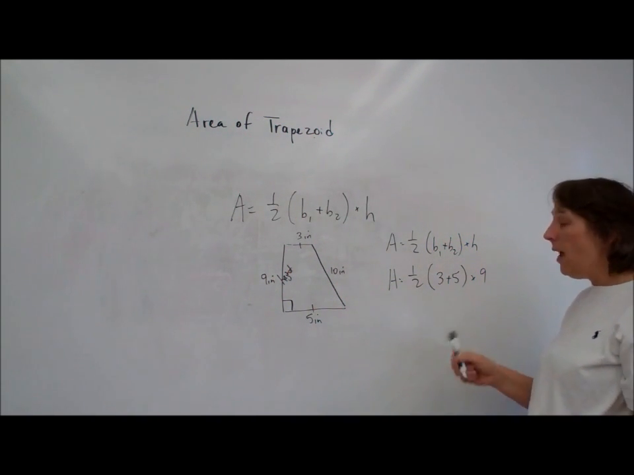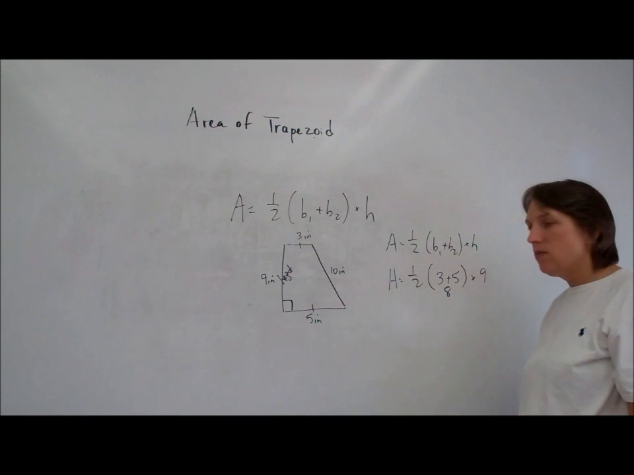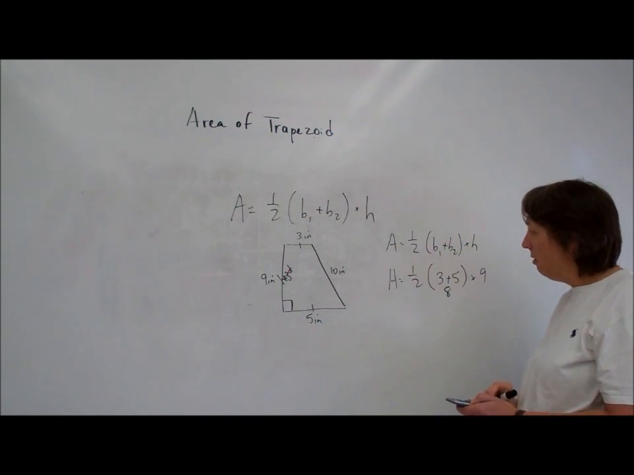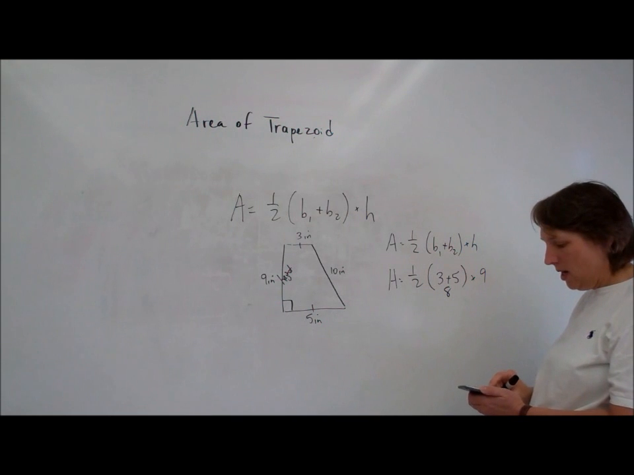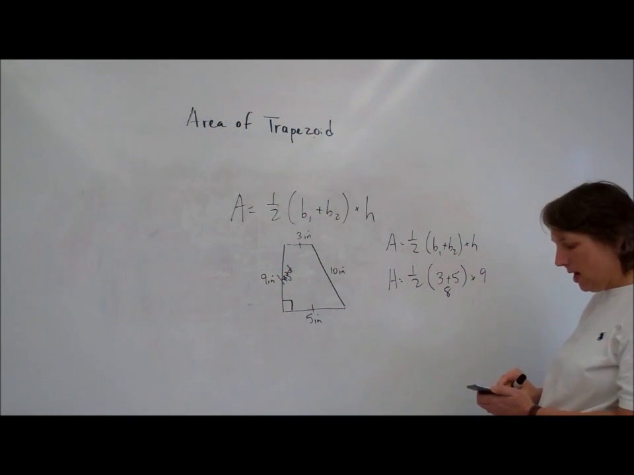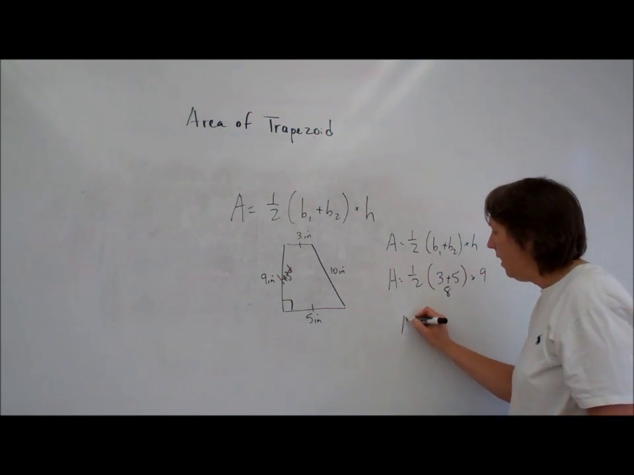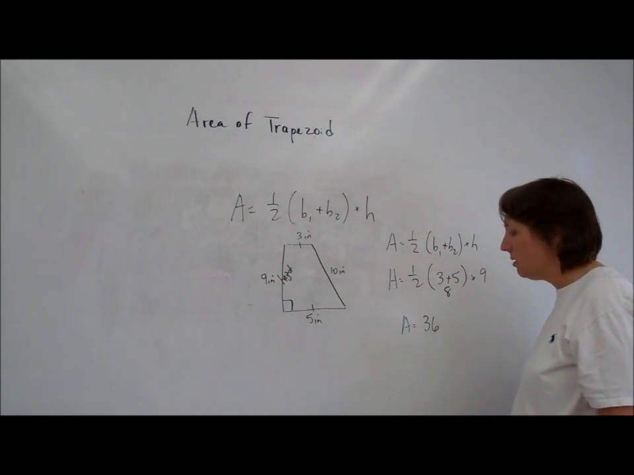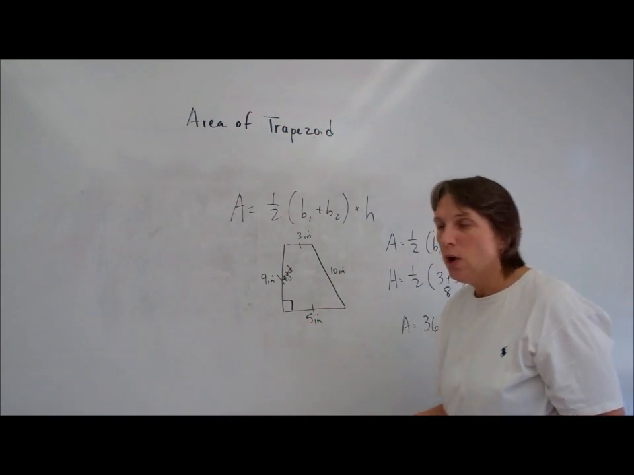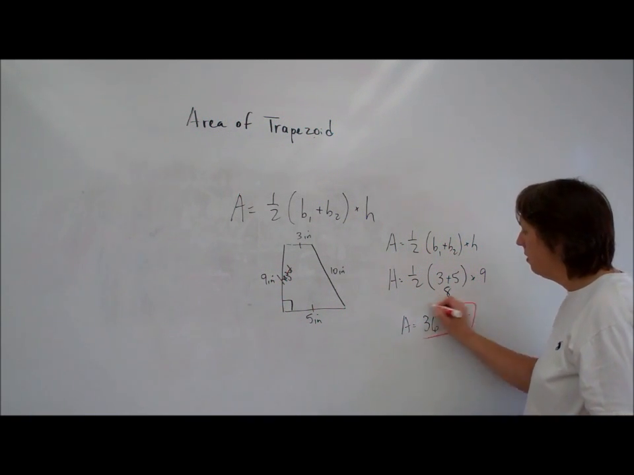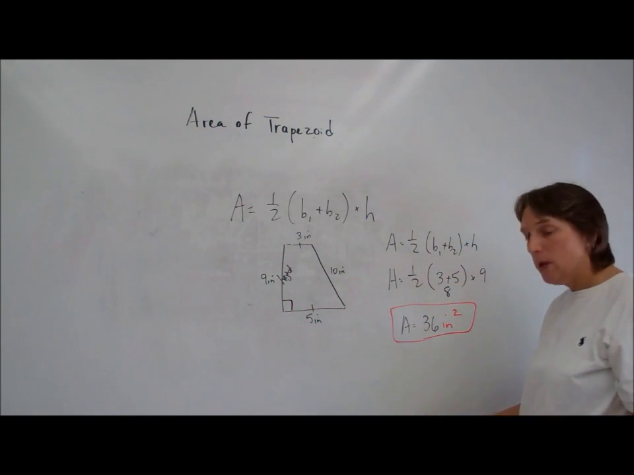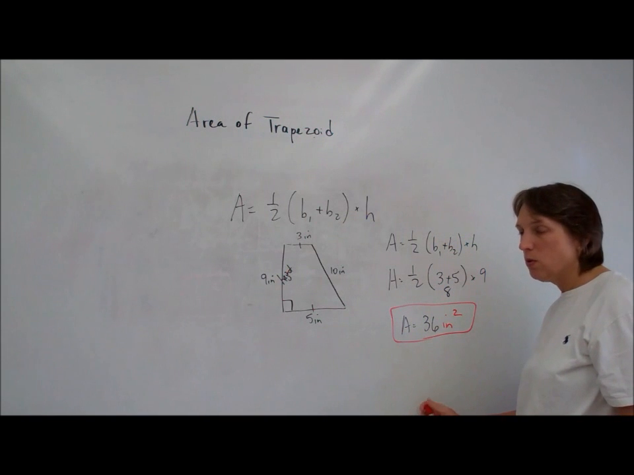Okay, so now I can do this. I'm going to say 3 plus 5 is 8. And I'm going to say 0.5 times 8 times 9 equals, A equals 36. 36 what? Inches squared. And that's my answer. And that's how you find the area of a trapezoid.